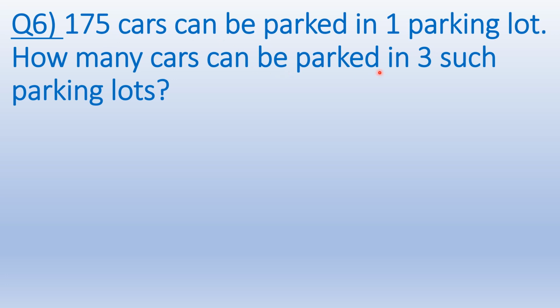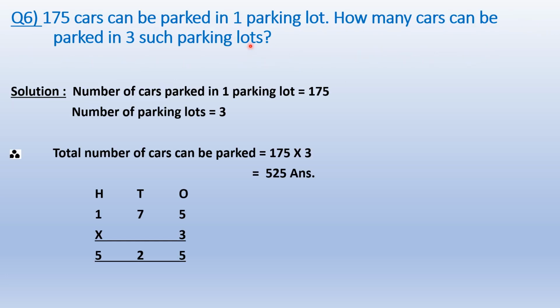So there are 3 such parking lots. So how many total cars can be parked? Okay, so let's start, children. Number of cars parked in one parking lot. So in one parking lot, how many cars can be parked? 175. It's given. See, look here. 175 cars can be parked in one parking lot. So we are writing here. And how many parking lots are there? 3. See, 3 such parking lots. So number of parking lots is 3.